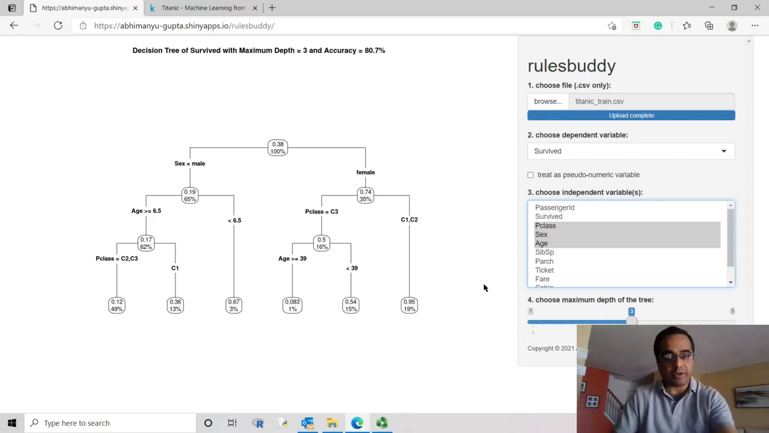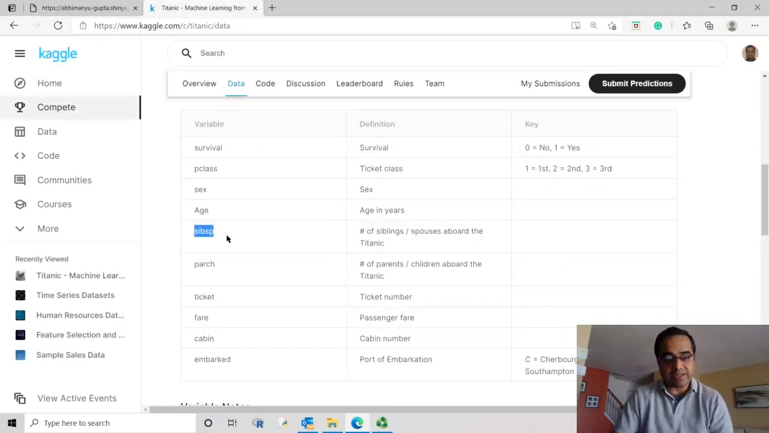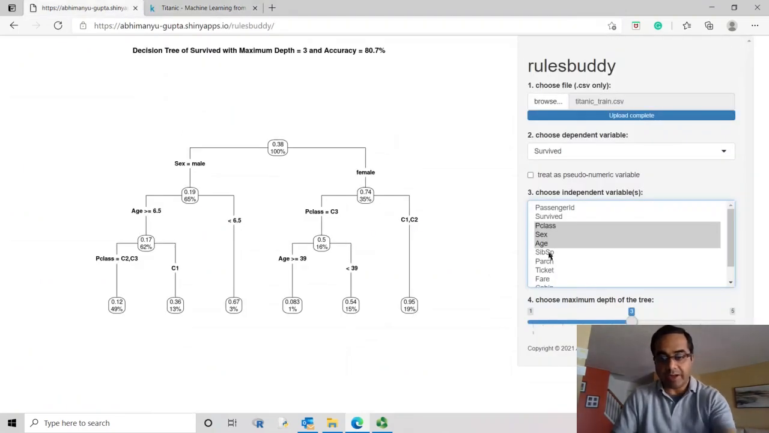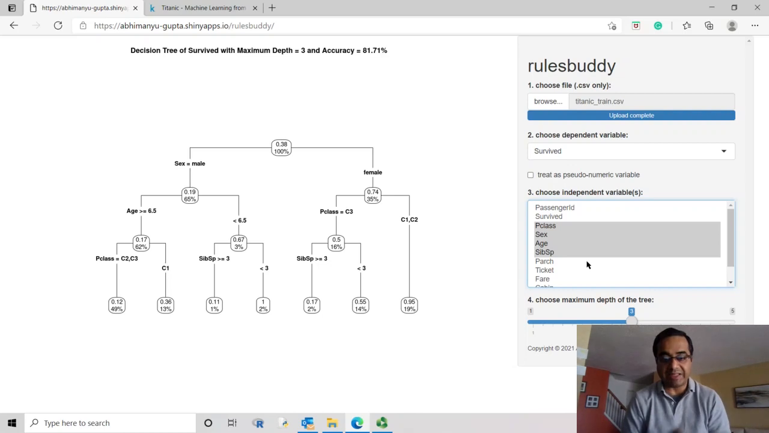I'm going to add one more variable. So you remember the sibling spouse. How many siblings or how many spouses are there on the ship? So I'm going to add sibling spouse. And that is when something really interesting comes up. For the females, if someone belonged to C3, if this female had a smaller family, then the survival rate of that female was 55%. If the female had a bigger family, then the survival rate came down to less than even 1/3 of this.